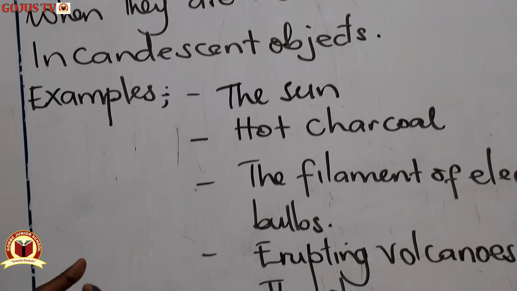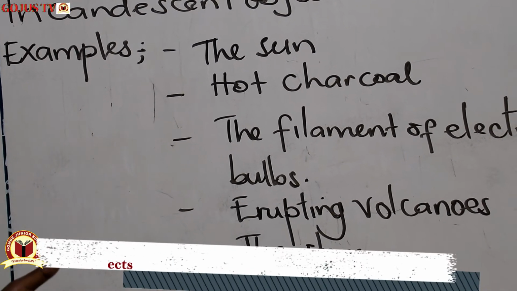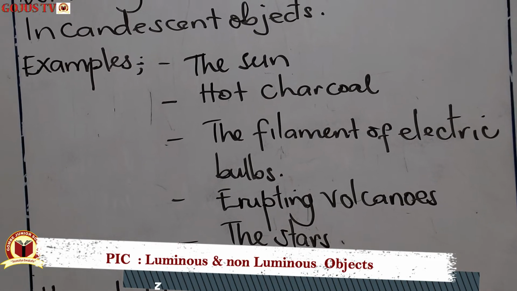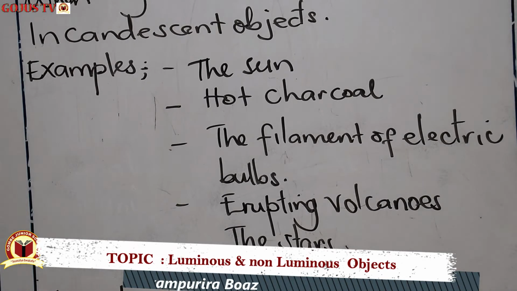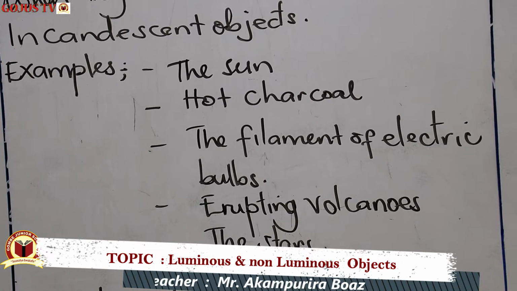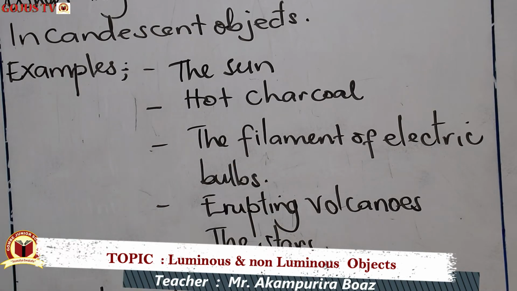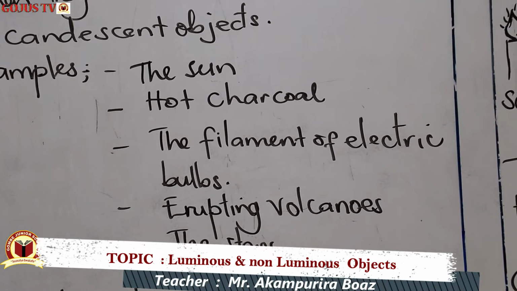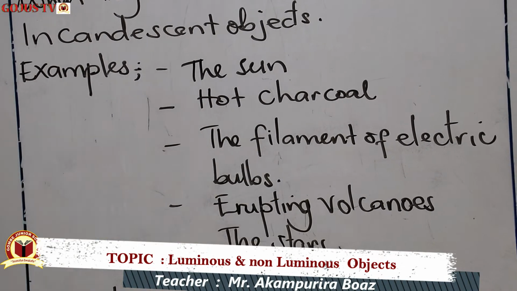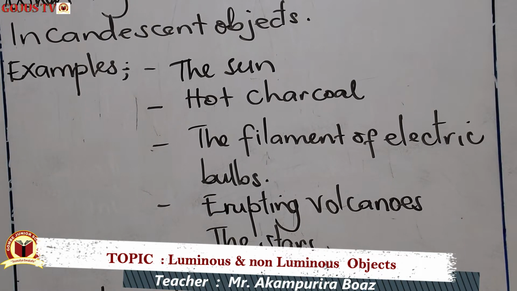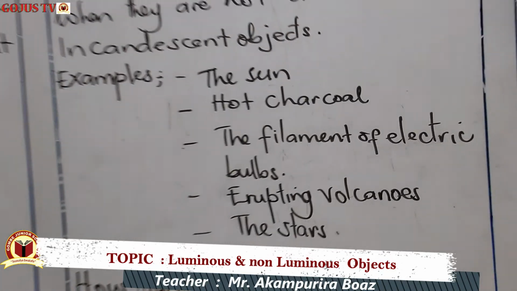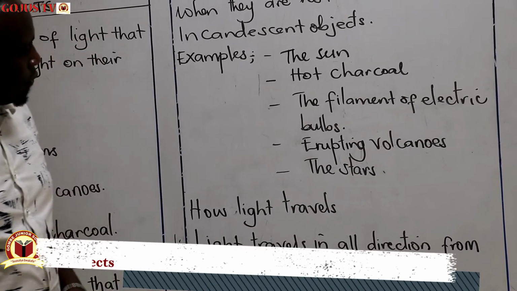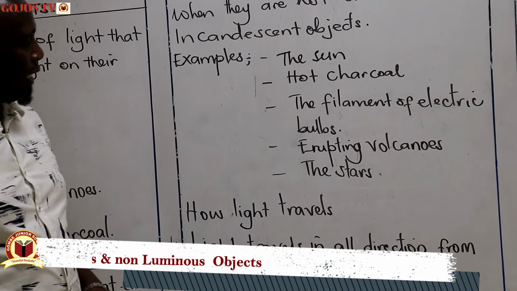The sun, nobody doubts it. We receive heat from the sun, which means it is a hot source of light. Then we have hot charcoal. If you do not use hot charcoal, you can say glowing charcoal. Then the filament of electric bulbs. In electricity and magnetism, you covered the electric bulb and you talked about the filament of the bulb and its function. Then we have erupting volcanoes. They are also hot sources of light. Then the stars.